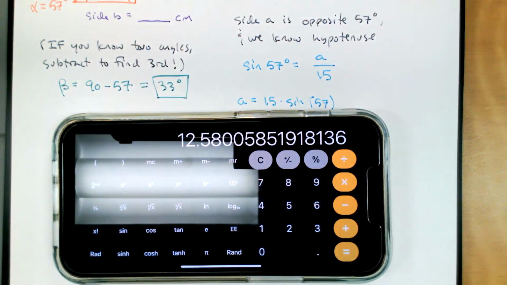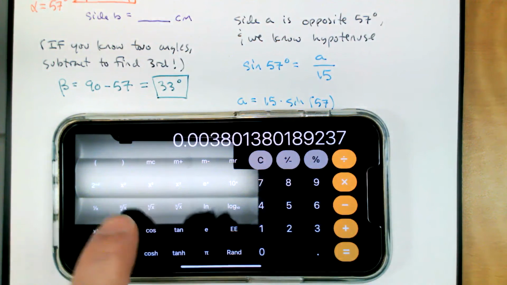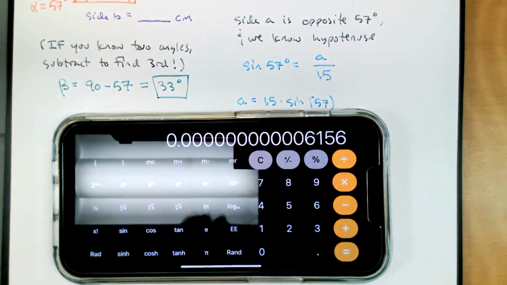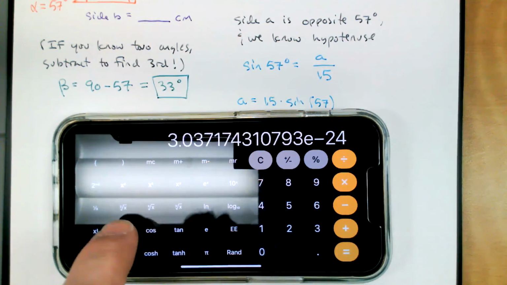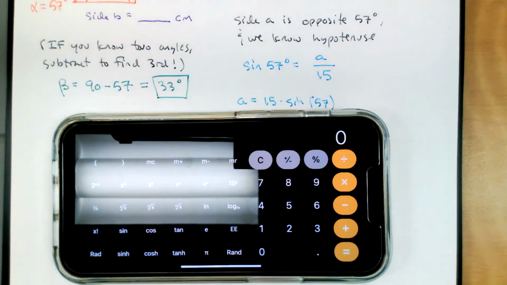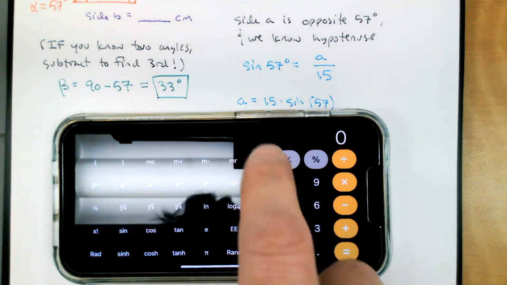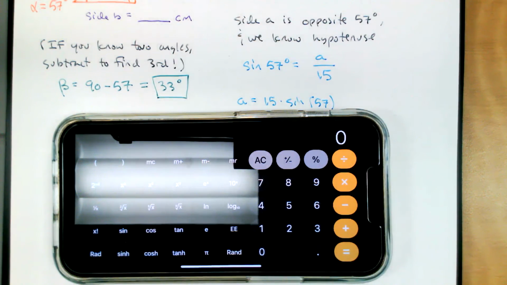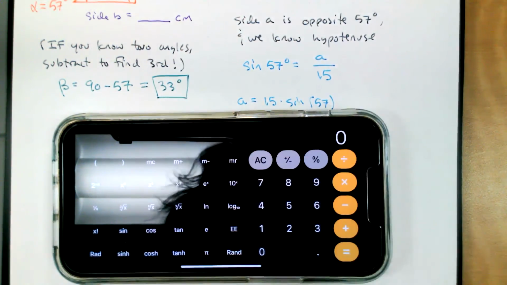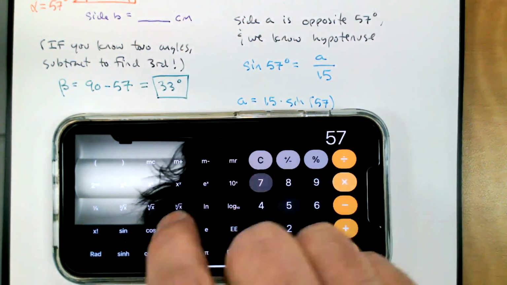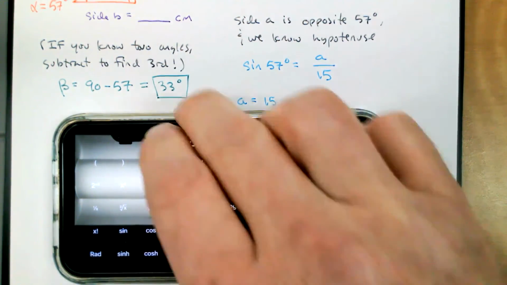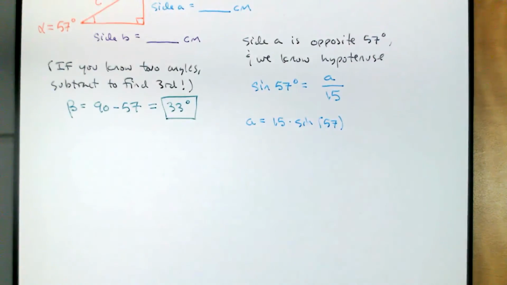The way that you have to remember is that on your phone calculator, the sine button just takes the sine of whatever's on the screen. It's like, okay. Good. Until it runs out of stuff. So, and now I erase it. 12.58. Let's call it 12.6.